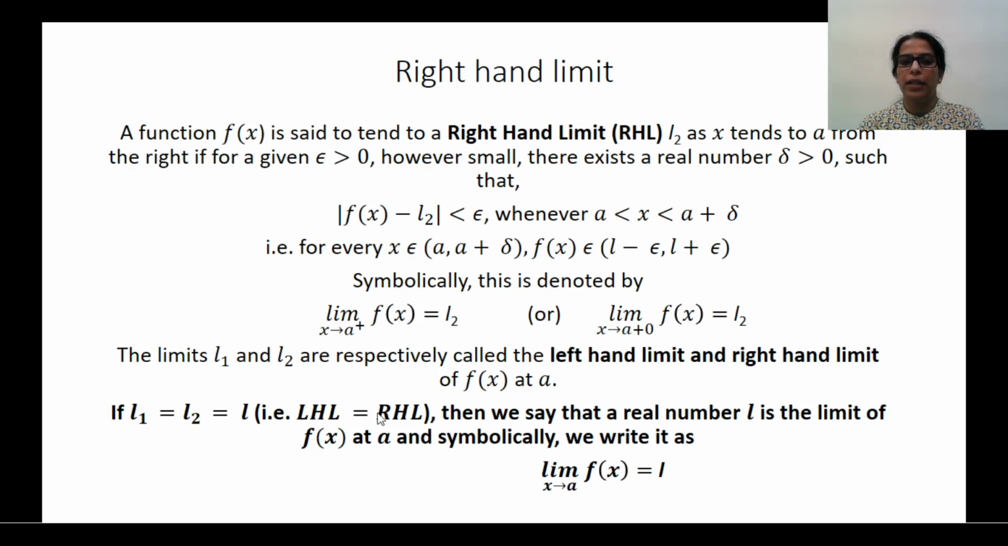If left hand limit equals right hand limit, then we say the limit of the function exists and it is limit x tends to a f of x equal to L.